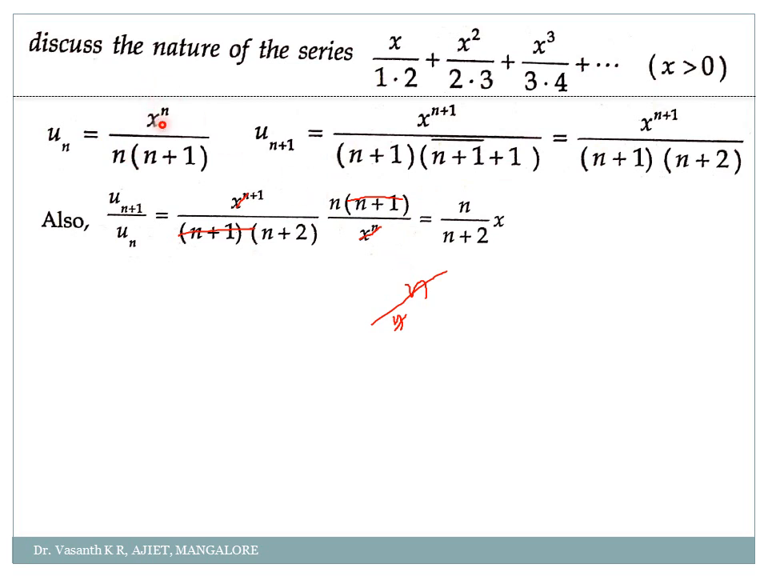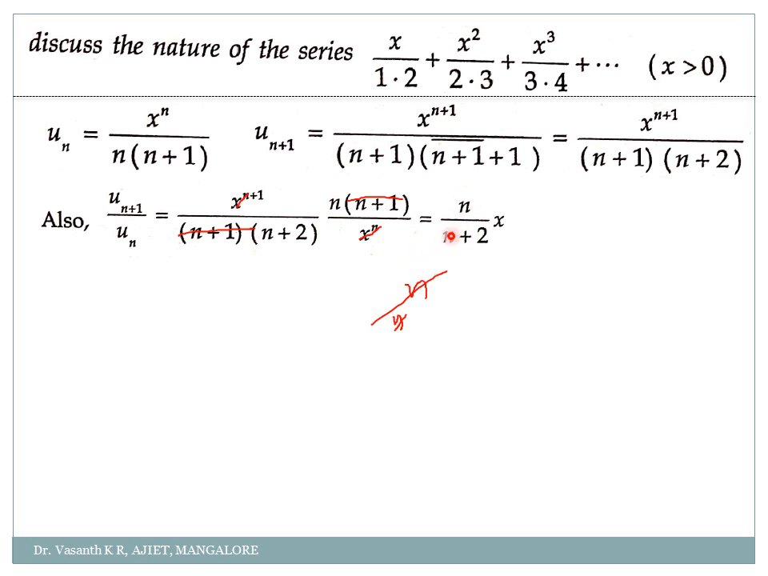So just check here, x power n was the numerator, I have written it in the denominator. n into n plus 1 here. What will get cancelled? n plus 1 will get cancelled here. Am I right? So n plus 1 and n plus 1 will get cancelled. So what is remaining? Only n. And in the denominator, if you check, x power n and x power n will get cancelled. Am I right? So x power n will get cancelled.